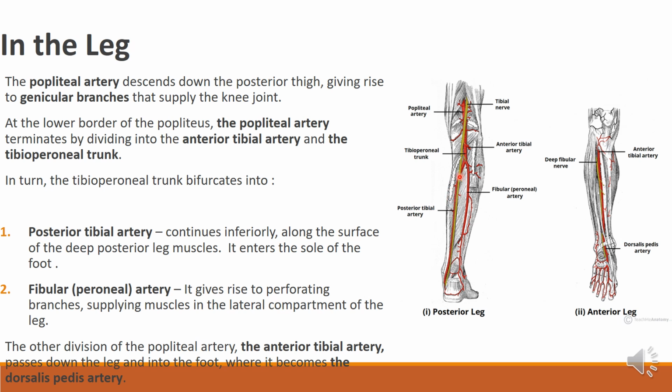Anterior tibial supplies the anterior part. Posterior tibial supplies different muscles of the posterior compartment of the lower leg and enters the foot. It also gives a branch called the fibular artery which supplies the lateral part of the lower leg. Then the anterior tibial continues and supplies the anterior part of the lower leg and enters the foot as dorsalis pedis artery.